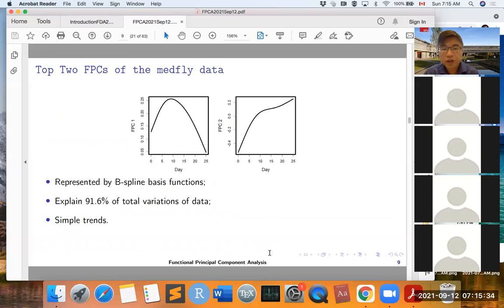Here we show the top 2 FPCs for the Medfly data, the fruit fly data. We have 50 curves, and we do FPCA and find these top 2 FPCs. I will show you later how we do the estimation.